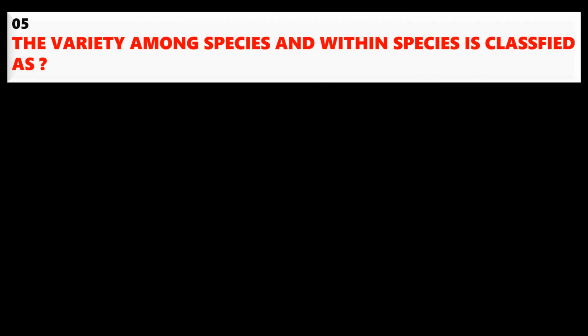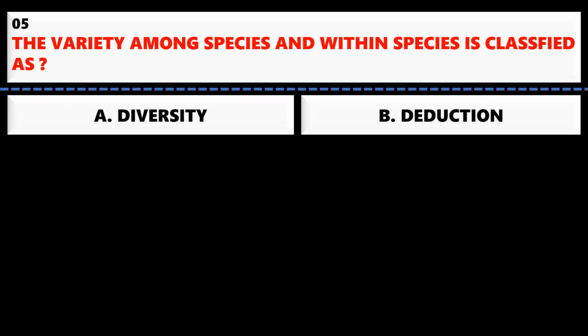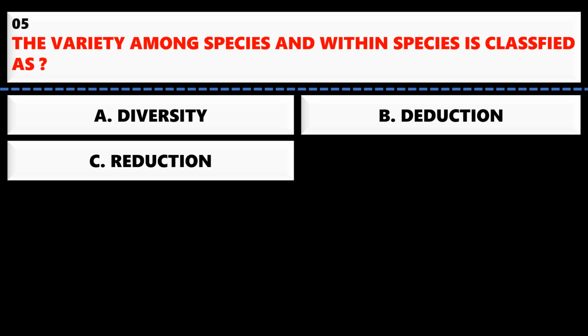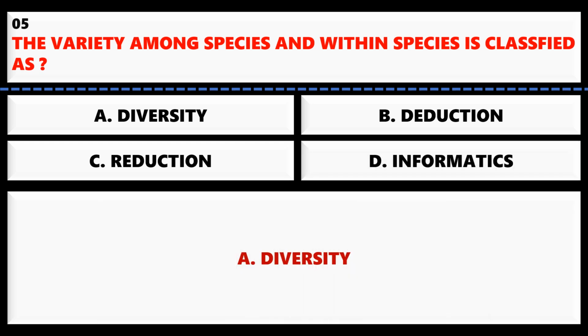Question number 5. The variety among species and within species is classified as, and the options are diversity, deduction, reduction, and the last option is informatics. And the right answer is variety among species and within species is classified as diversity.